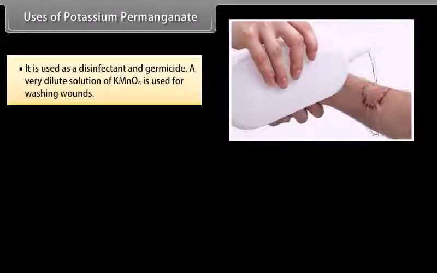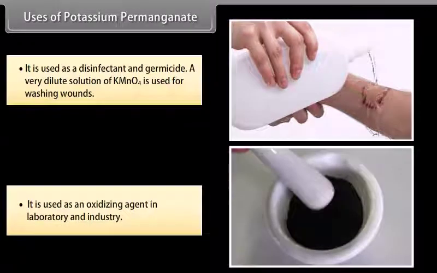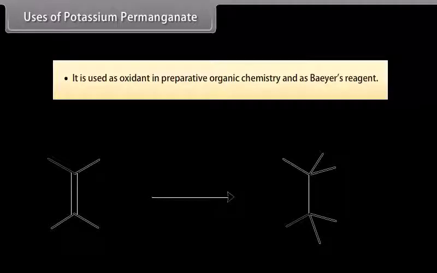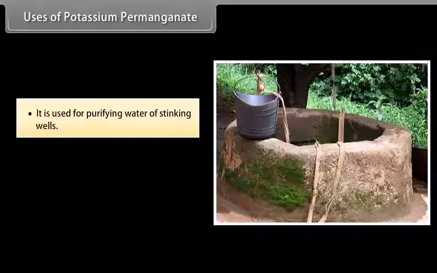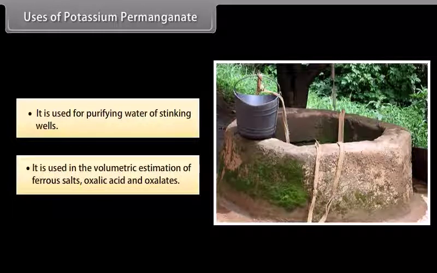Uses of potassium permanganate. The important uses of potassium permanganate are following. It is used as a disinfectant and germicide. A very dilute solution of KMnO4 is used for washing wounds. It is used as an oxidizing agent in laboratory and industry. It is used as oxidant in preparative organic chemistry and as Baeyer's reagent. It is used for purifying water of stinking wells. It is used in the volumetric estimation of ferrous salts, oxalic acid, and oxalates.